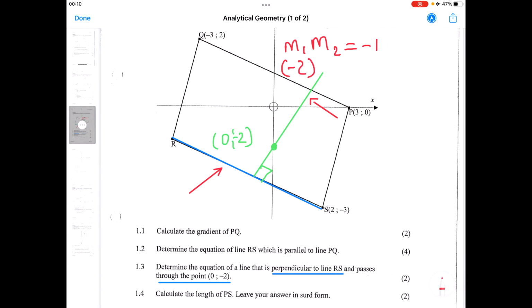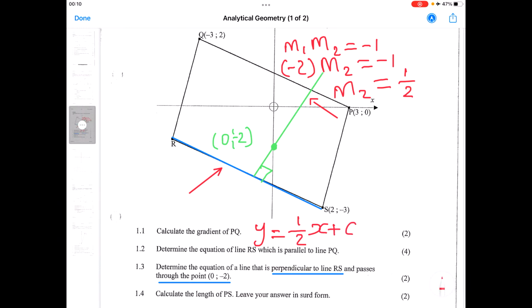And then the gradient of the second line is unknown, but we can calculate it using this formula. So that means the gradient of that line which is passing through that point (0, -2) is therefore going to be, you divide both sides by -2. So that means you are having -1 divided by -2, which is positive half. So that means already you know the gradient of this new line. So this is how your equation looks like. So that means you're having y = positive a half x + c.